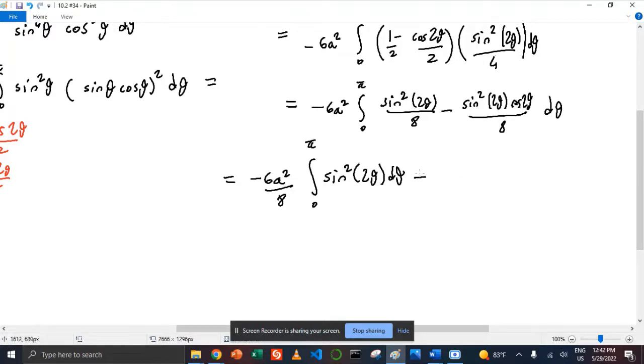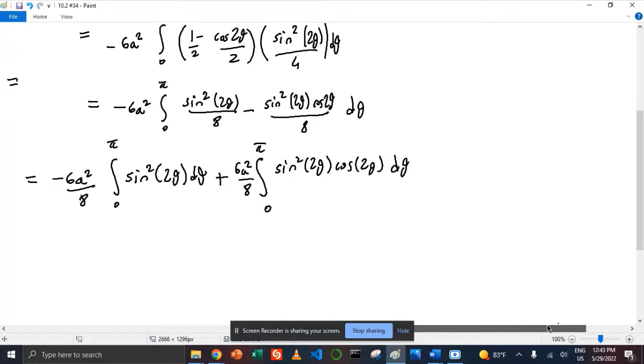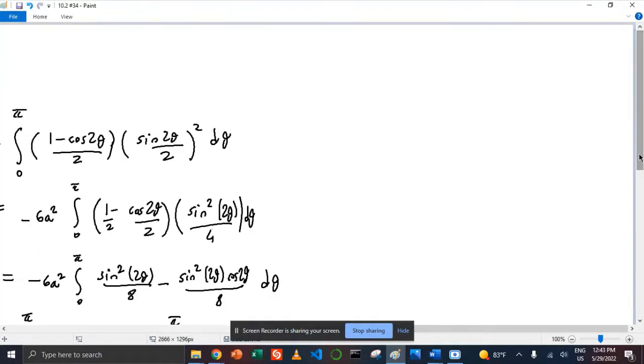Plus 6a squared over 8, integral from 0 to pi of sine squared 2 theta cosine 2 theta d theta. So let us continue and let's solve these two integrals independently so we can get the form of the solution for both of these integrals. So first, let's just find the indefinite integrals.